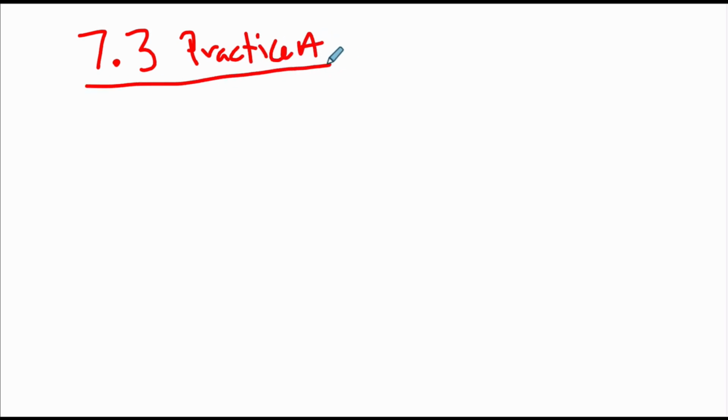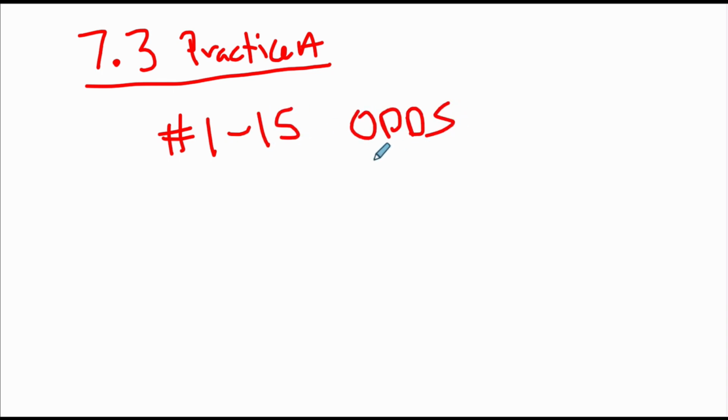So your homework is attached on my homework. If you open it up, it's worksheet 7.3 practice A. And I would like you, it already says this, but in case you didn't see, I want you to do numbers 1 through 15, just the odds. And I also want you to do numbers 17 and 18.